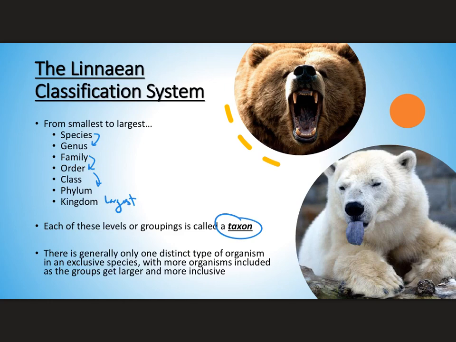Generally we have one specific type of organism that is a species, and then we include more organisms as the groups get bigger or more inclusive, right? So this grizzly bear would be its own species. In fact, it's called Ursus arctos. And then this polar bear would be a different species. And I won't tell you that one's scientific name just yet, but I know some of you are like, wait a second, arctos sure sounds like a polar bear. But it's not. So we'll come back to that in just a second.